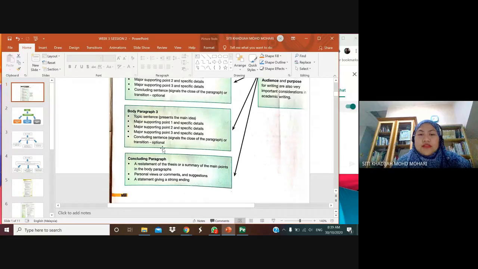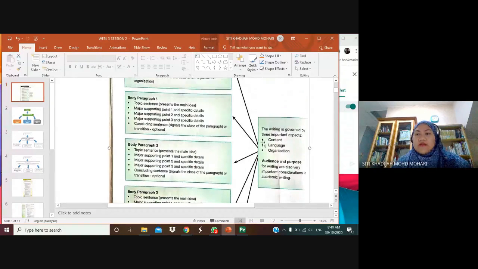All right, so you have to restate the thesis statement as well as give a personal view, comments, and suggestion. But you could also give a statement giving a strong ending if possible. If you're comfortable doing that, yes, go on, please proceed, with the exception that you stay within the number of words.